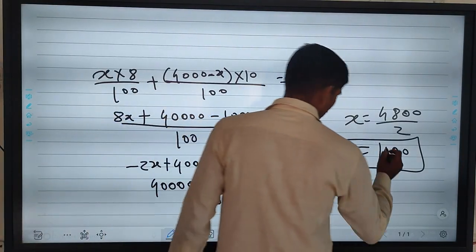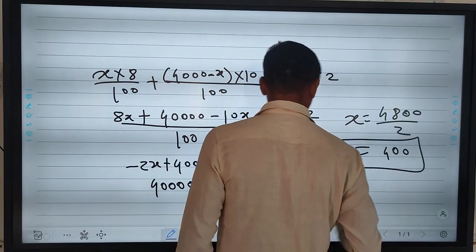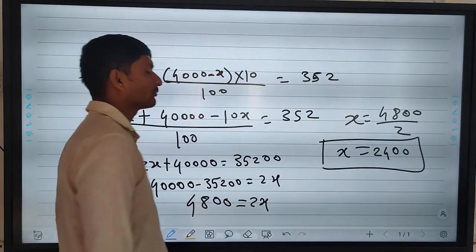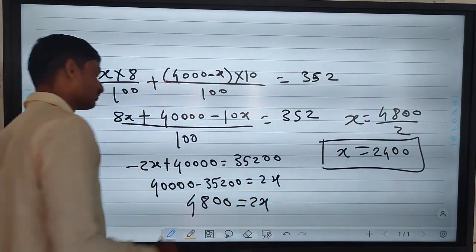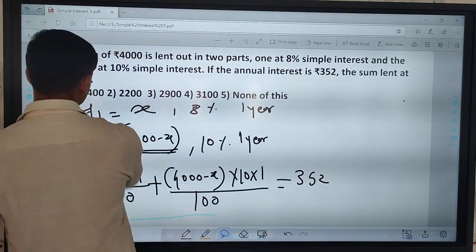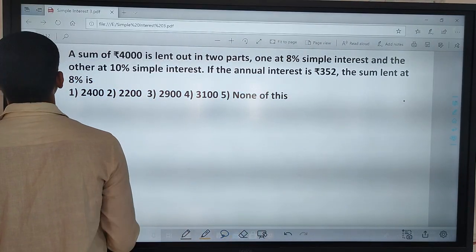Sorry, 2400. Your value of x is equal to 2400. 4,800 divided by 2 is 2400. Now your answer is 2400. Now next.